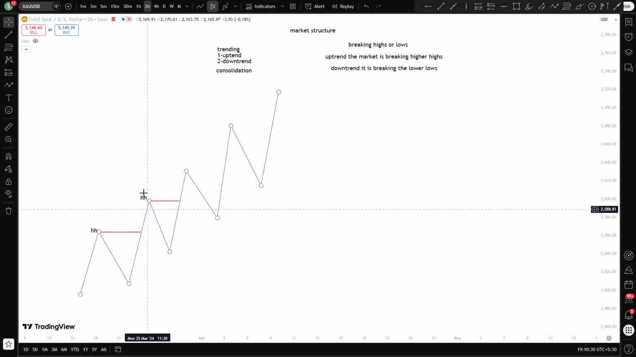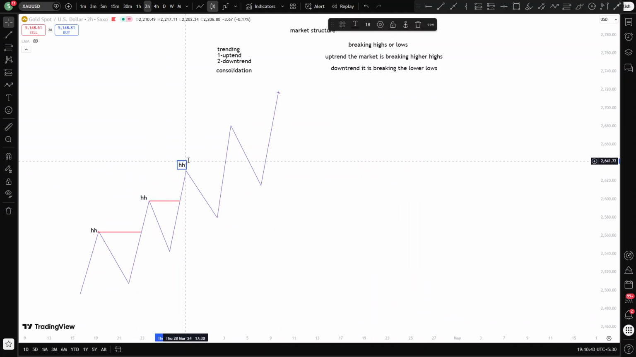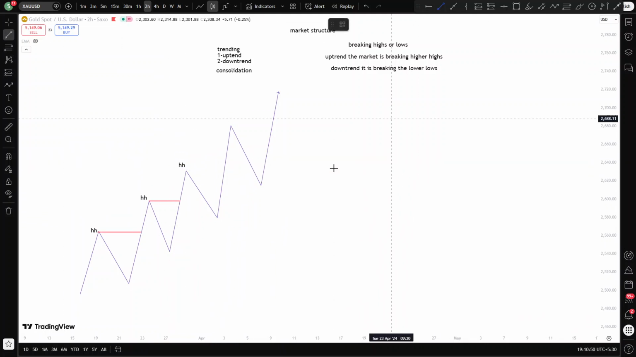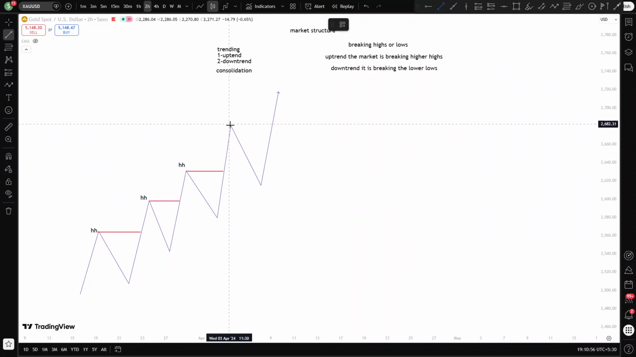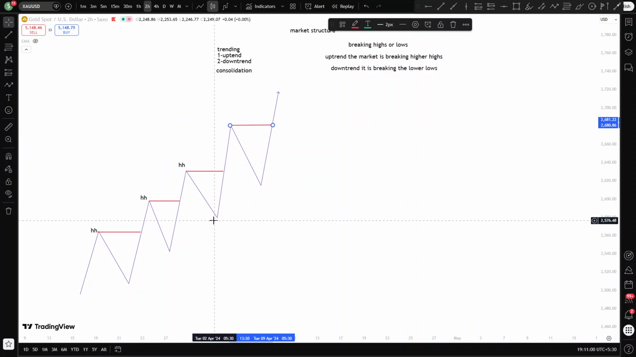When it went upward, what did the market do? It gave us a break of the market structure again, breaking this higher high. The market gave us another pullback. What are we expecting? We are expecting the market to give us a break of this higher high. So this is what the market does when it is in an uptrend.